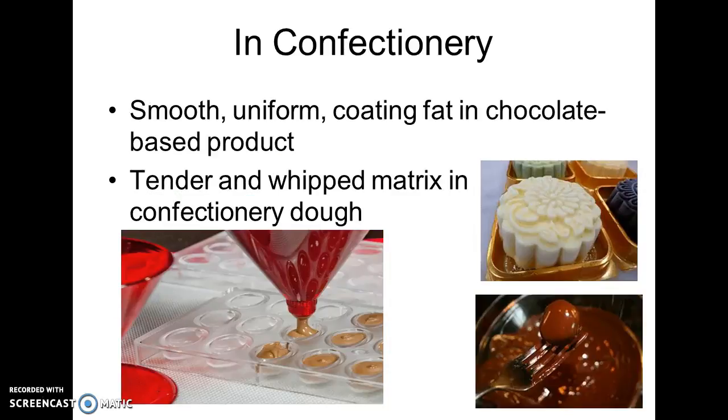Second, in confectionery, it is used in two forms. One is as a coating fat, where plastic fat is used as a smooth, uniform viscoplastic dispersion, where the confectionery material can be coated with this chocolate blend, which is basically a viscoplastic suspension of chocolate fat. And it can also be used as a solid chocolate confection, where it gives a tender and whipped matrix. So basically in confectionery we get this kind of decorative item by the usage of plastic fat.